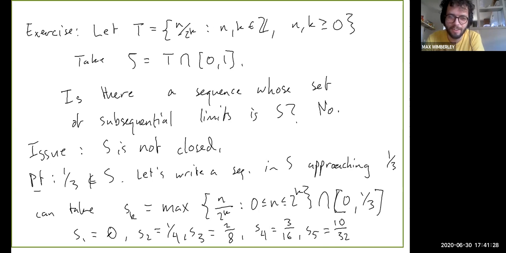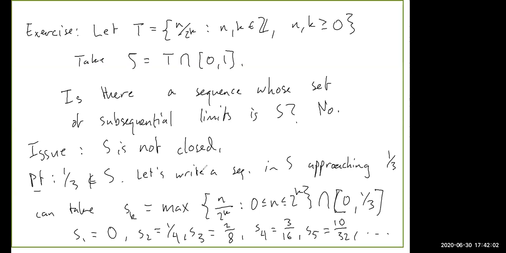But anyway, do you guys get how this works? It's pretty clear that this is going to converge to 1/3, right? And these are all from the set. And notice that I repeated 1/4 twice, and that's fine. It doesn't matter. But the limit here is 1/3, which is not in the set. So that's bad. Okay. Any questions?